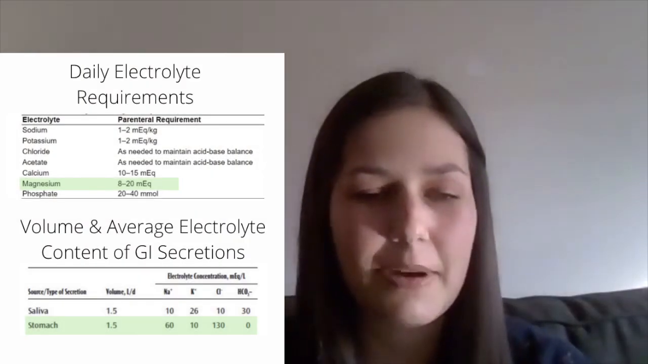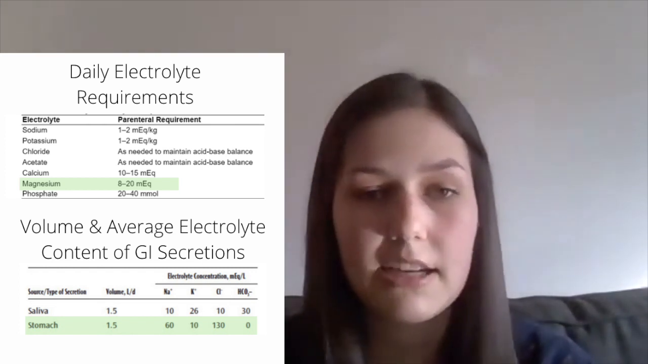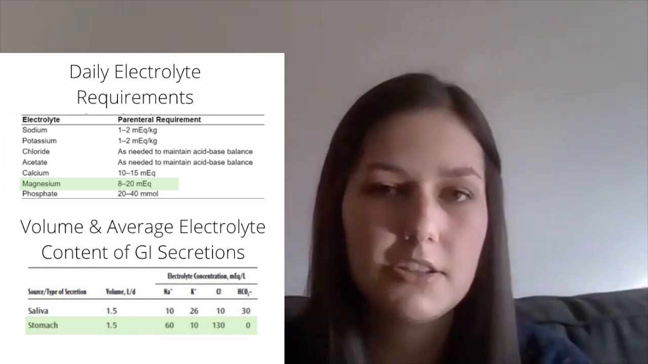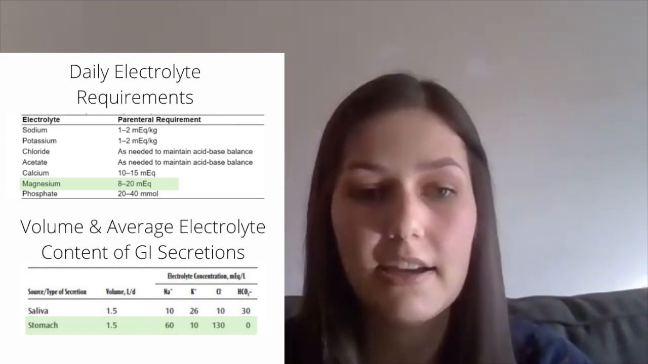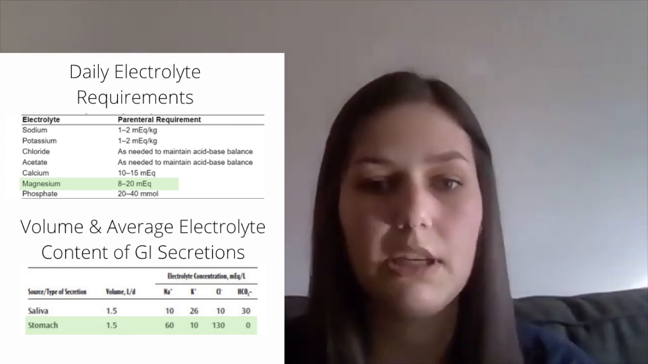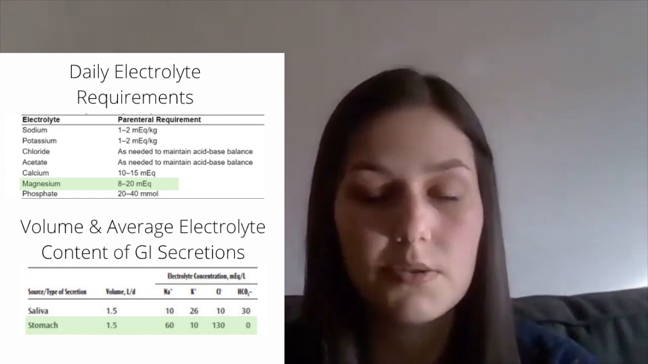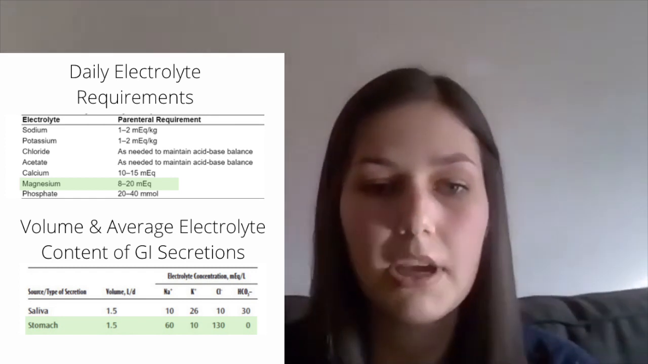All right, let's talk about magnesium now. If we look back at the JPEN table, baseline needs for magnesium are around 8 to 20 milliequivalents per day. Magnesium is not largely present in gastric output, so we don't really need to account for it if we're talking about NG tube losses or other sources of GI output.